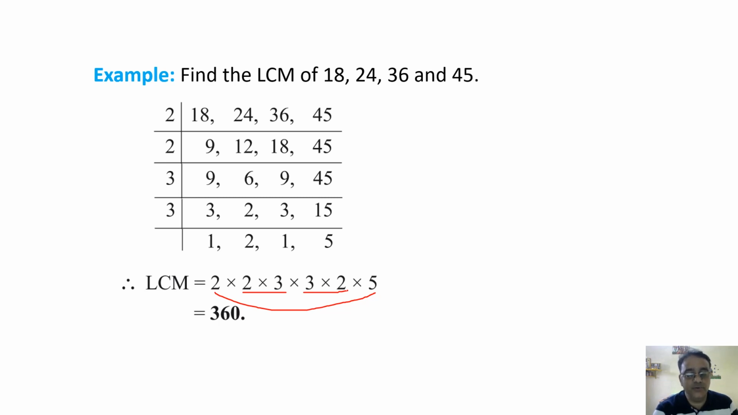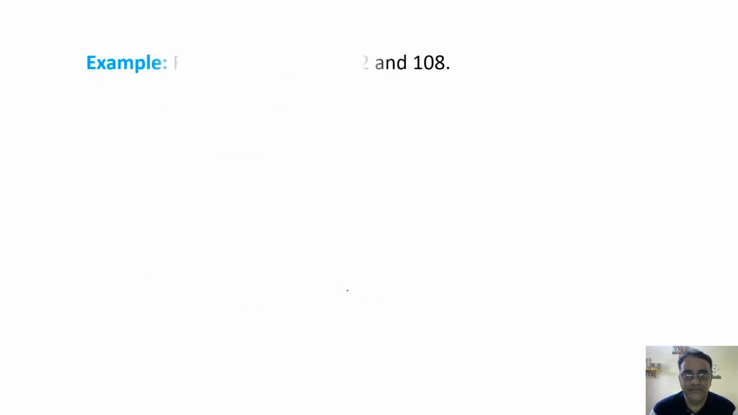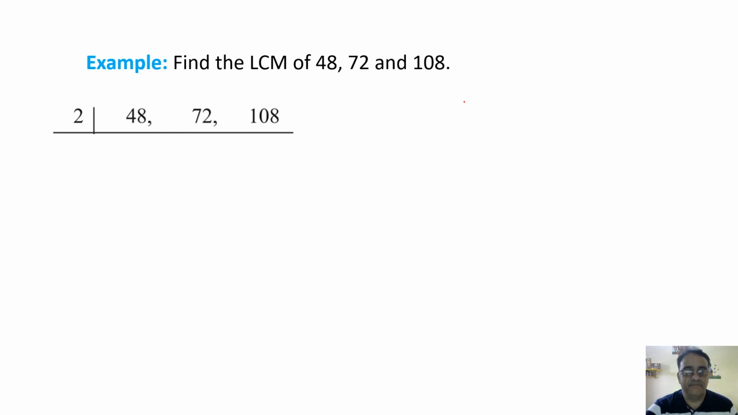Okay, so now we are moving toward the last question. Find the LCM of 48, 72 and 108. Now see, 48, 72 and 108, all these three numbers are divisible by 2. So we'll divide by 2 first. So what you will get, see, 24, 36 and 54.